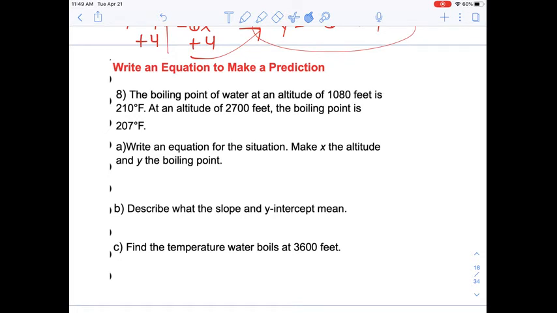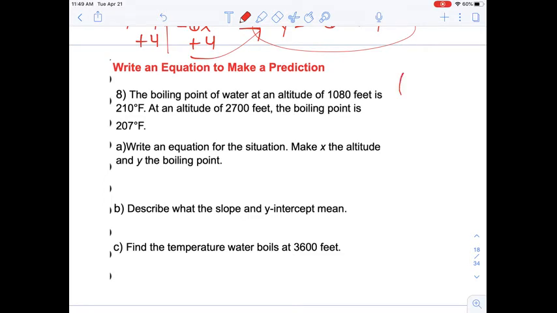Okay, the last problem that we have is writing an equation to make a prediction. This one says the boiling point of water at an altitude of 1,080 feet is 210 degrees. At an altitude of 2,700 feet, the boiling point is 207 degrees. We need to write an equation for the situation. X is the altitude and y is the boiling point.